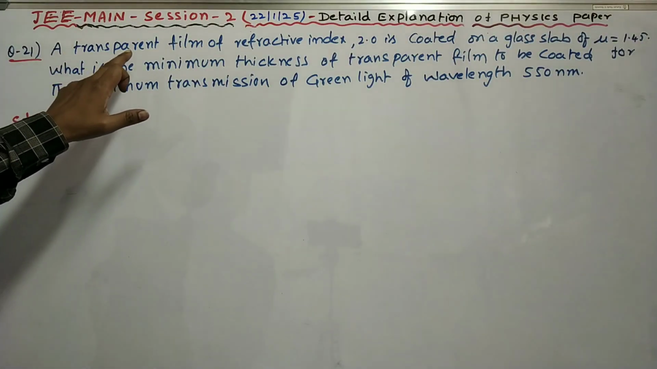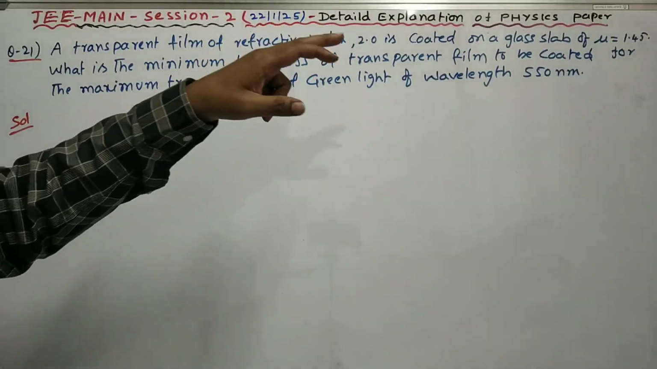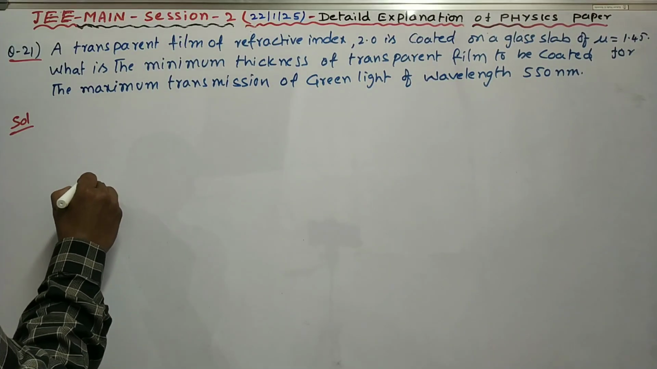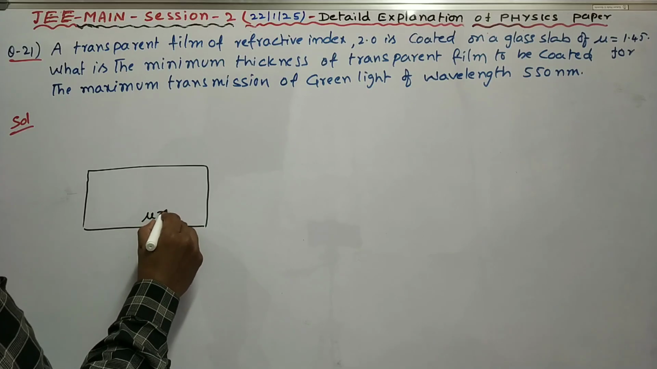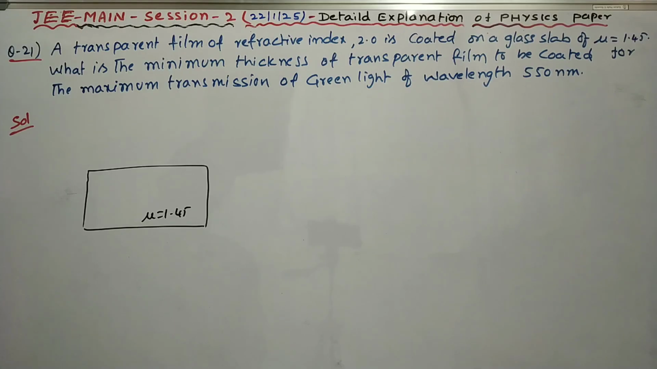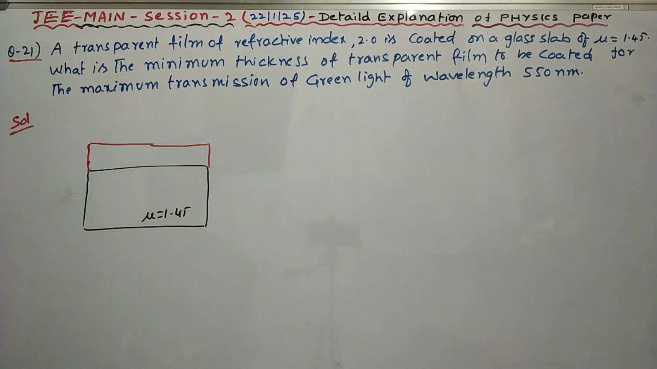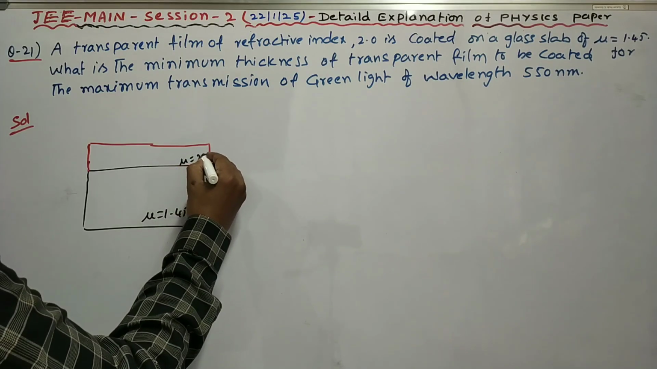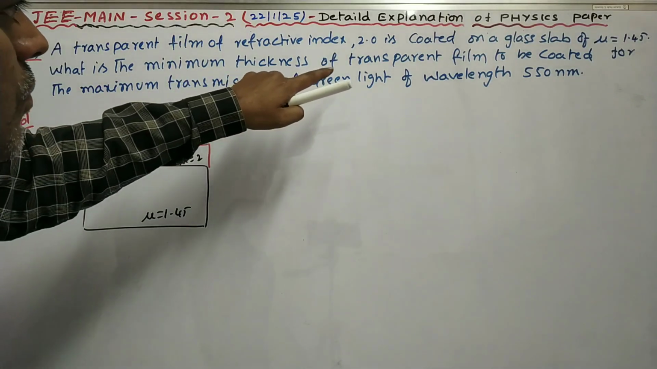The 21st question. A transparent film of refractive index 2.0 is coated on a glass slab of refractive index 1.45. For example, to see, this is a glass slab whose refractive index is 1.45. On it a transparent film of refractive index mu is equal to 2 is supposed to be coated on its surface. Then what is the minimum thickness of the transparent film?